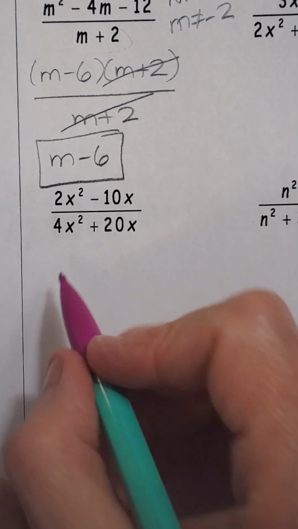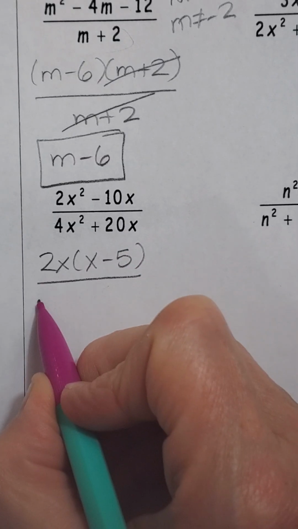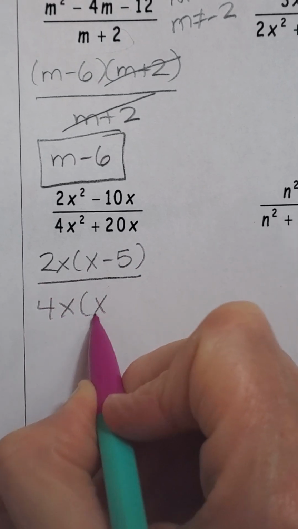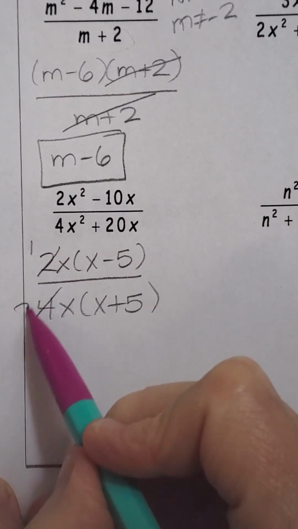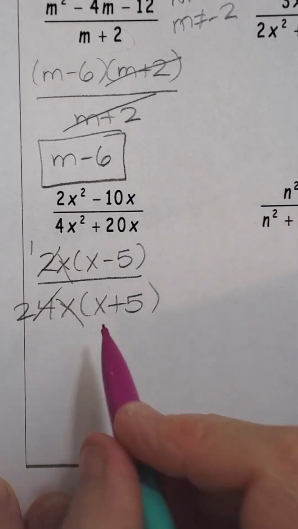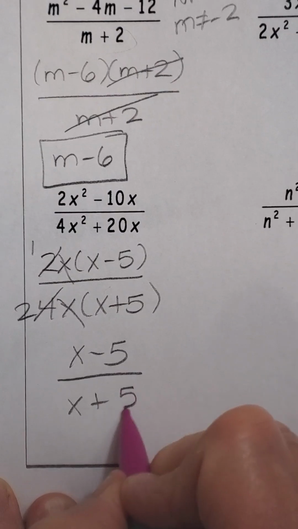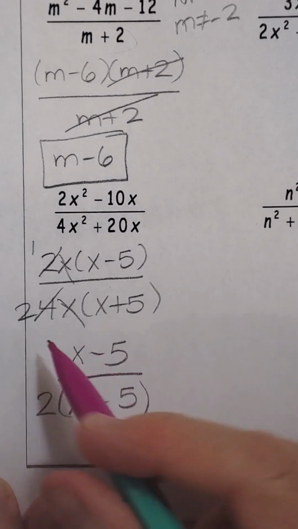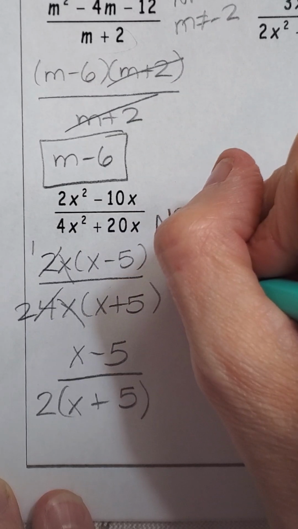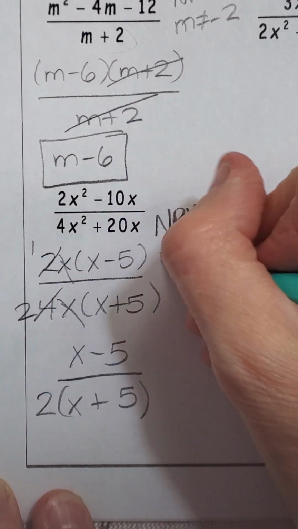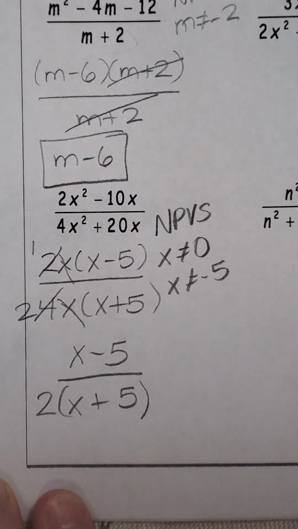Oops, down to this one. Got some GCFs here. 2x, x minus 5 over 4x, x plus 5. Well, 2 divided by 4, that's the same as 1/2, right? x divided by x cancels, and I'm left with x minus 5 over 2 times x plus 5. You have to make sure to read your own writing. Non-permissible values, going back to this, should have done that first. x can't be 0 and x can't be -5.